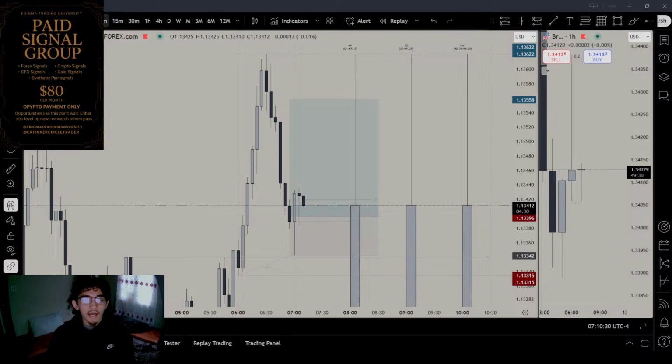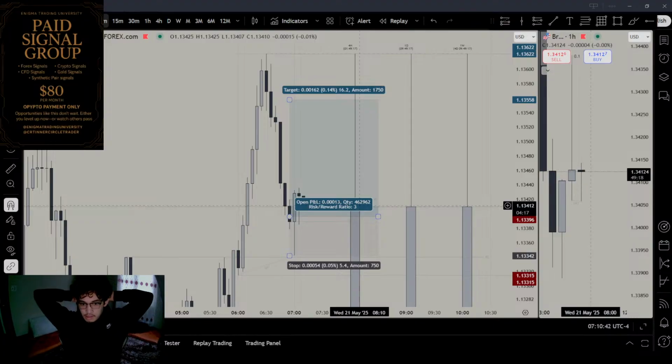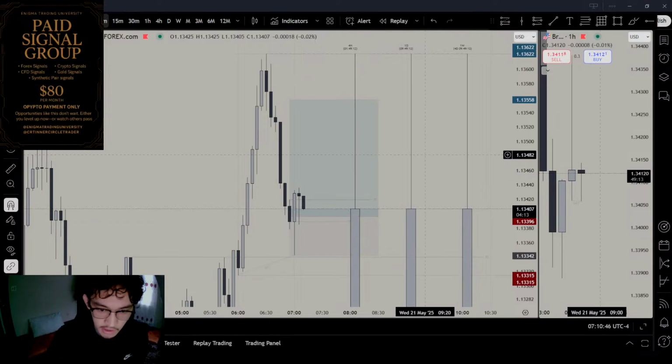The rejection block entry is the best entry to me, to be honest, bro. So if we hit stop loss or take profit, that's all we care about here. It's a pretty clean move as well, a pretty clean move here.